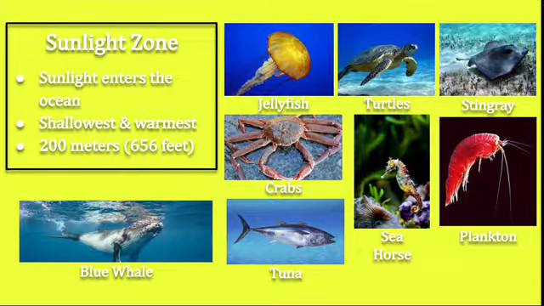The kind of animals that live here are jellyfish, turtles, stingray, crabs, blue whales, the tuna fish, seahorses, and plankton. Many of these animals have so many different types that they can be found in the other zones. These animals have to eat, so photosynthesis is super important.